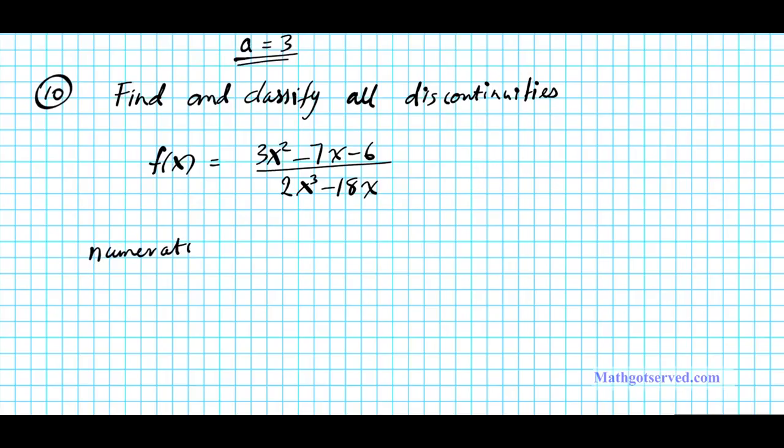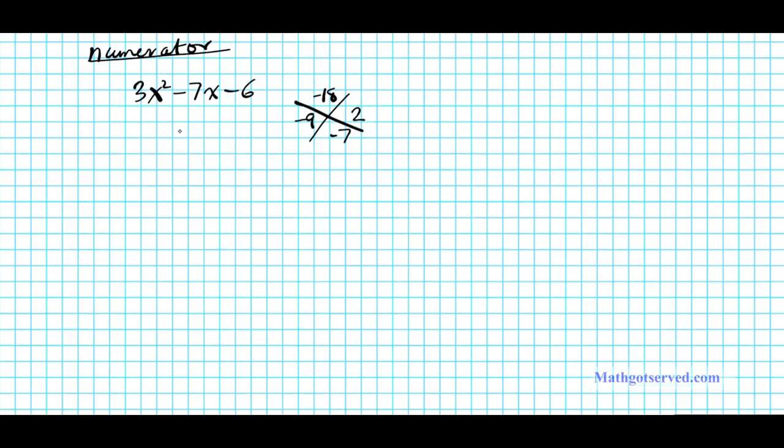Start with the numerator. The numerator is a quadratic trinomial, so we can factor it by grouping using the x method again. AC in this case is negative 18, and b is negative 7. The two numbers that work are negative 9 and 2. These two multiply to give you the top and add to give you the bottom. So we have 3x squared minus 9x plus 2x minus 6. We divvy it up in the center and factor by grouping. From the first two, we can factor out 3x.